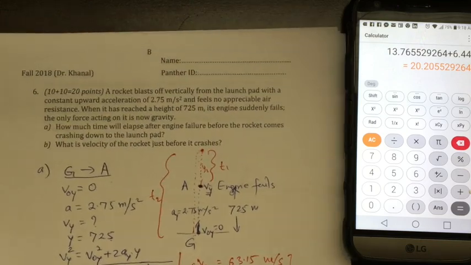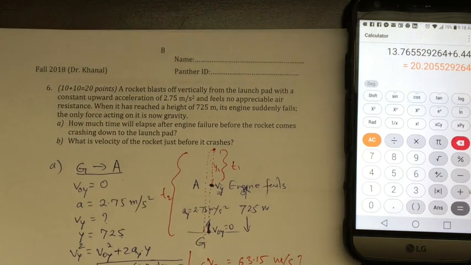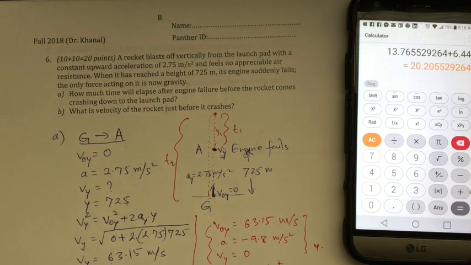Okay, so this is your, oh, we're still only on part A, so we need to do part B again. Okay, let me take out one piece of paper.